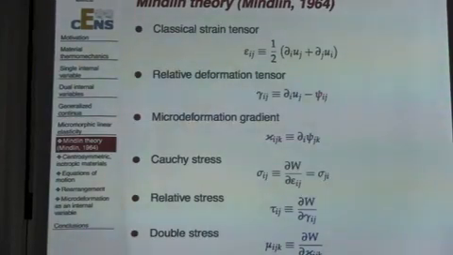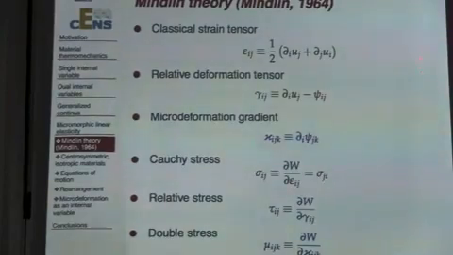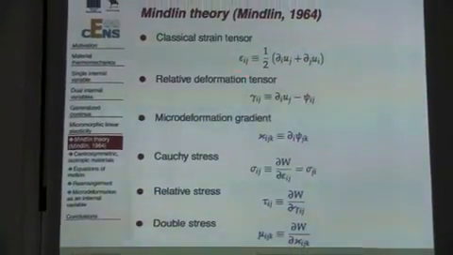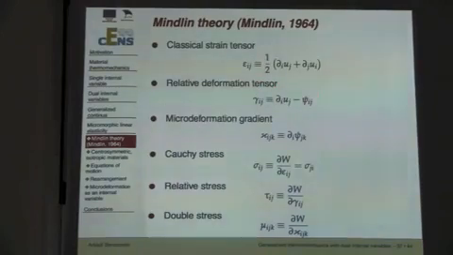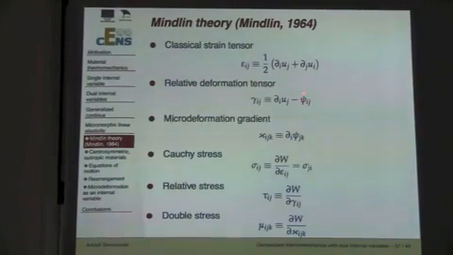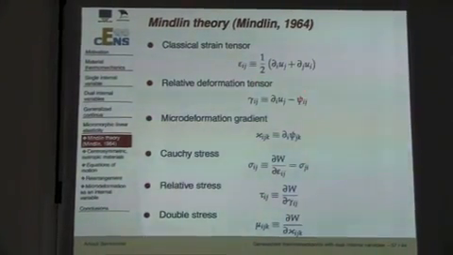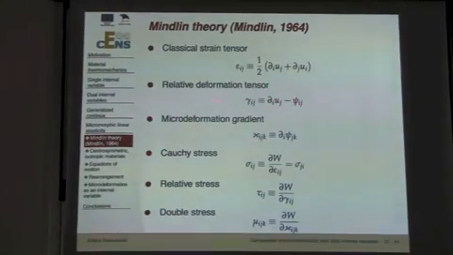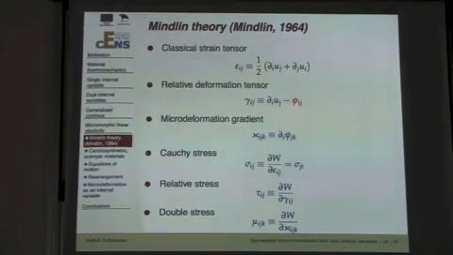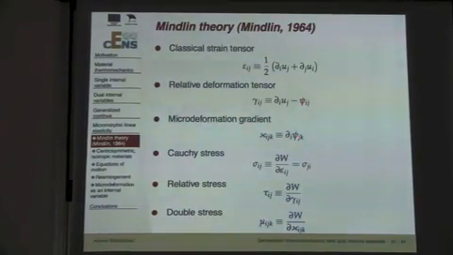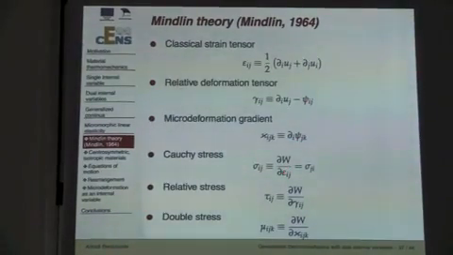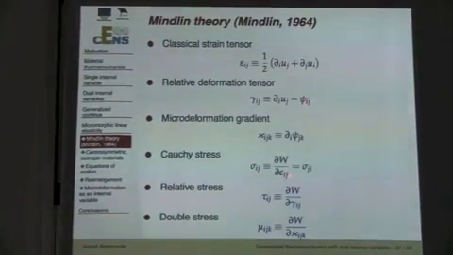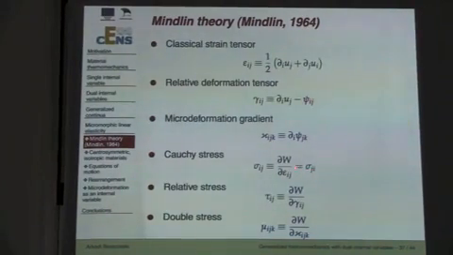So just now I simply show you the Mindlin theory. In Mindlin theory we have the classical strain tensor and the relative deformation tensor. It is Mindlin's idea. This is microdeformation and this is distortion, so we can have the relative deformation tensor. Then the microdeformation gradient, this one, and in addition to the Cauchy stress, we have the relative stress and double stress in this way.